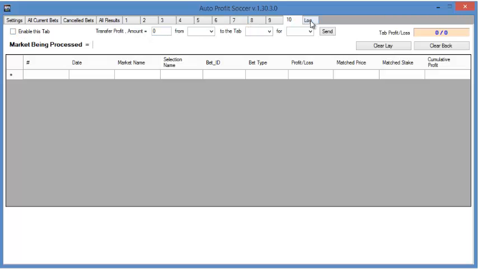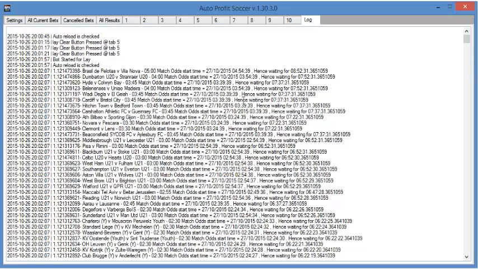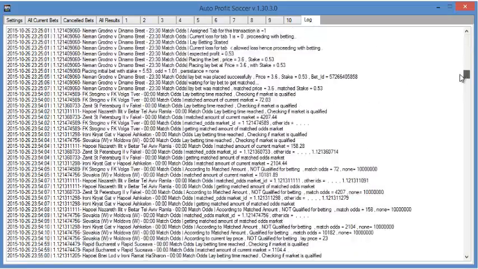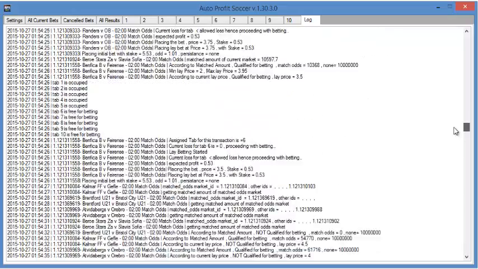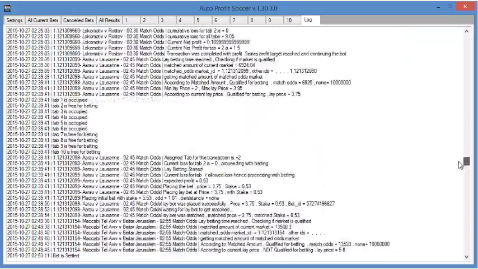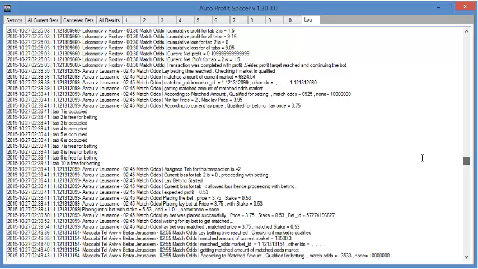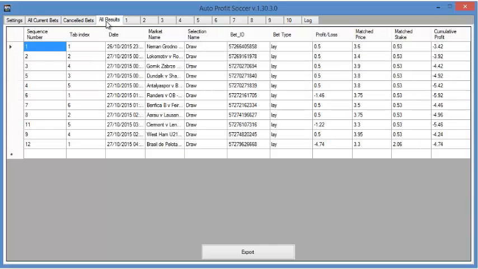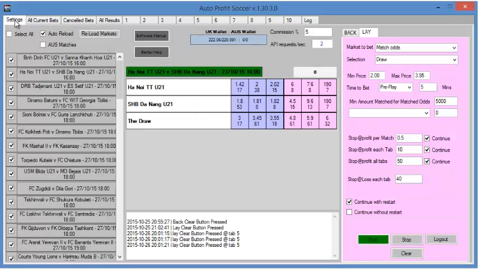Okay, the next tab here is log, and this shows you all the activities of what the bot is doing. So it helps if a few things don't seem to be working correctly for you. You can check the tabs and see what is happening. We can see, for example, tab 1 is occupied, tab 2 is free for betting, and so on and so forth. Okay, so that is basically in a nutshell Auto Profit Soccer.